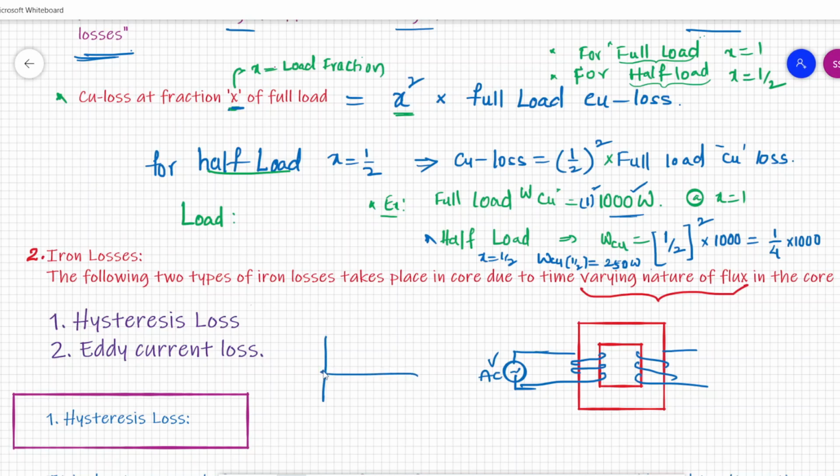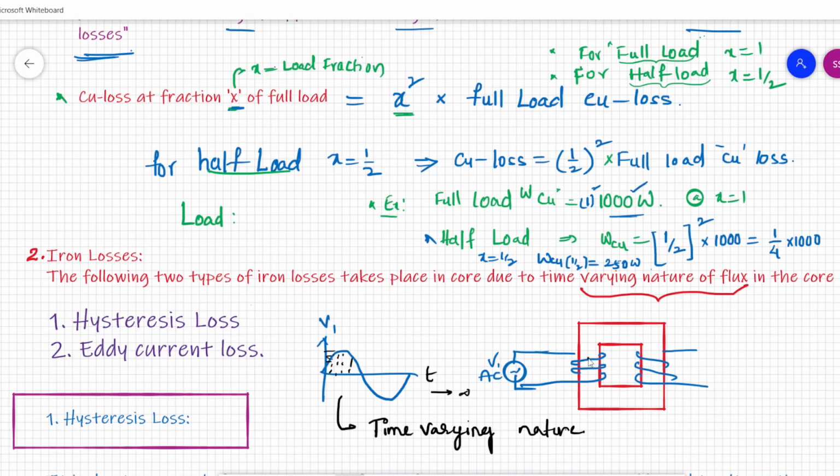So what is AC supply here? Here this is the AC waveform. Let us apply this V1 to the transformer. So we know that as time tends towards infinity, this magnitude will keep on changing, right? So this is nothing but time varying nature. As time is changing, the magnitude of the waveform keeps on changing. This is called time varying nature.